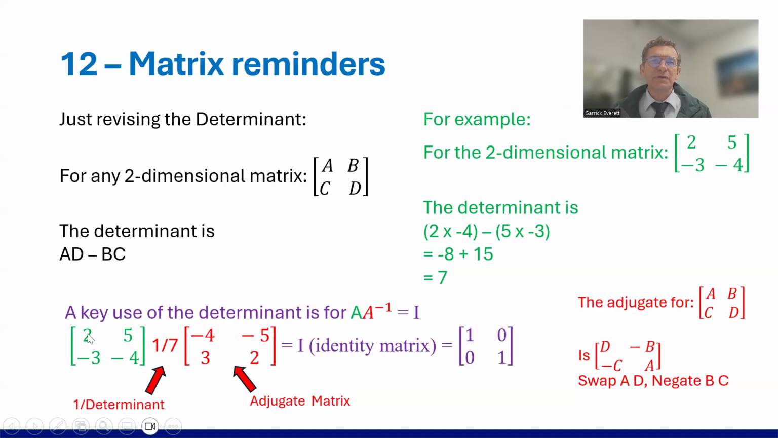And now if you multiply the original by this, which is A to the negative 1, the determinant multiplied by the adjugate, you then get the identity matrix, and you can do that step by step. If I just do the first one, 2 times minus 4 is minus 8, 3 times 5 is 15, minus 8 plus 15 is 7, 1/7 of 7 is 1. Okay, you can do the other ones. So there we go. So that's just reminders of matrix multiplication and the determinant.